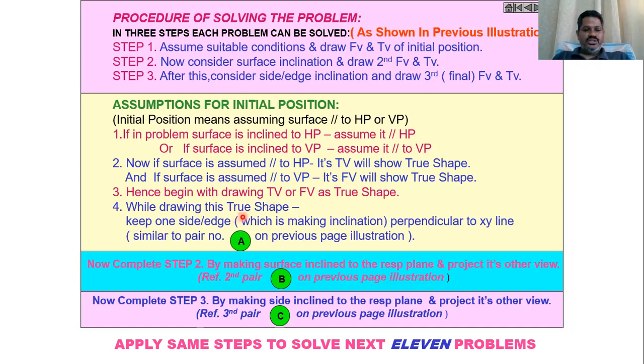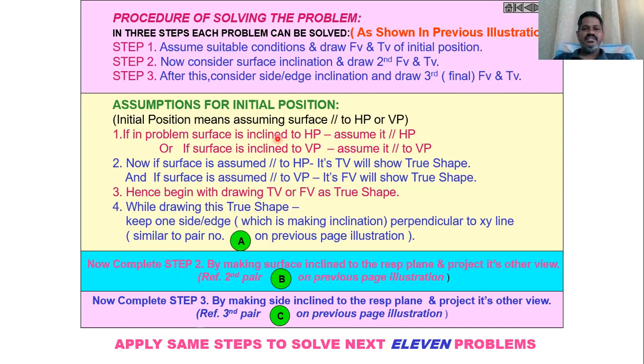So while drawing the true shape, keep one edge perpendicular to the XY line. So this is the assumption. One edge of the defined surface in the problem should be perpendicular to the XY line.